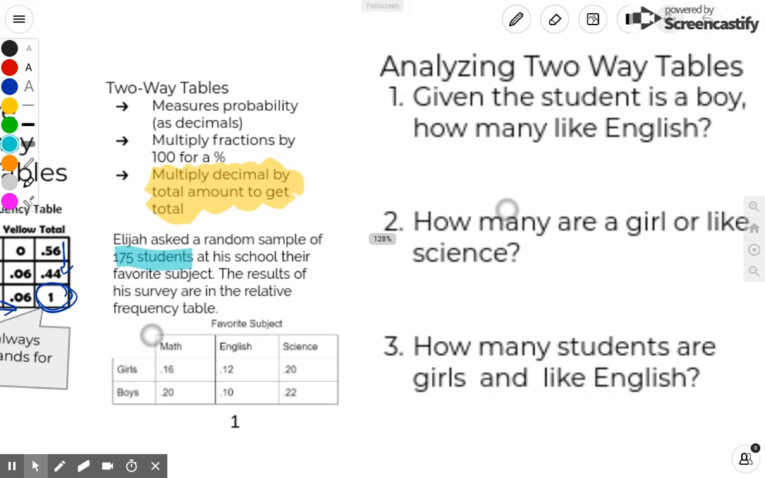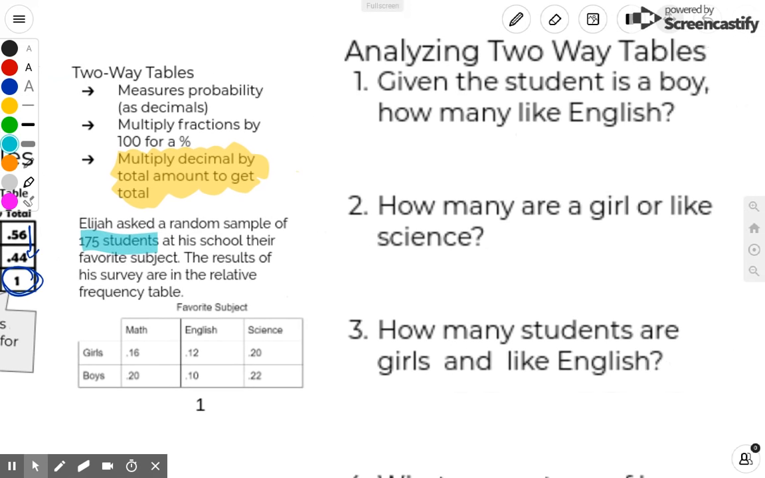So the first problem says, given that the student is a boy, how many like English? First of all, I'm only looking at the boys. It says, given that they're a boy, how many like English? So where are my boys who like English? They are right here. So that is 10%. If you didn't see what I just did, I'm only looking at this orange highlighted part, and I'm only looking for the boys who like English there.